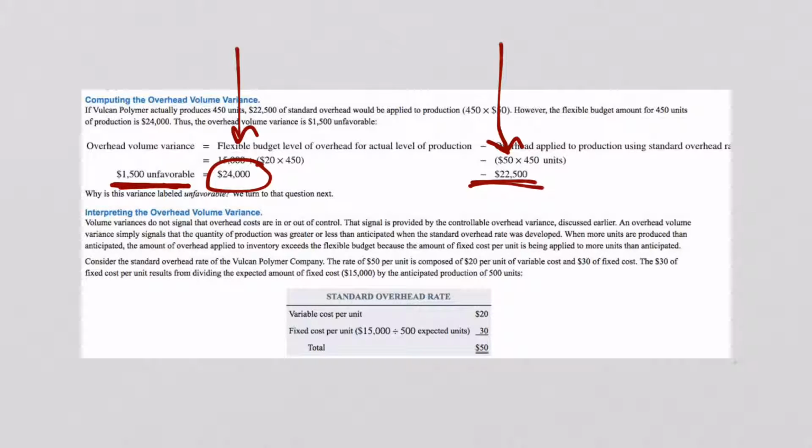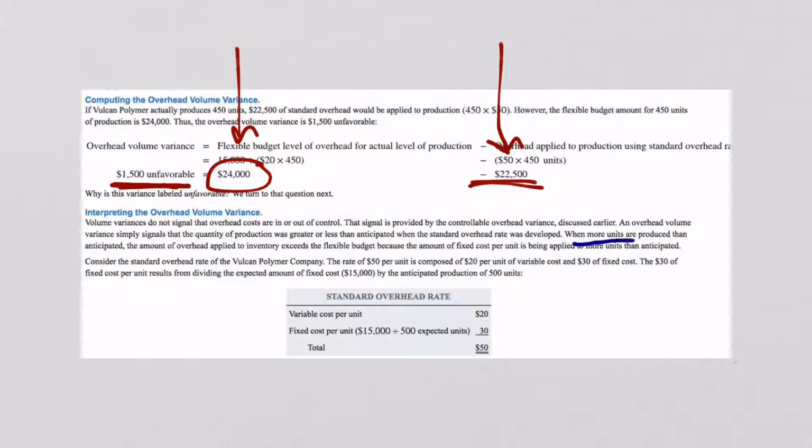Volume variance does not signal whether individual overhead costs are in or out of control. You see that there. The signal is provided by the controllable overhead variance discussed earlier. Okay, that's great, so throw this away. Well, we can't throw it away yet. An overhead volume variance, reading over here, simply signals that the quantity of production was greater or less. Okay. Tell me something already. All right, maybe I've got to erase something to see. All right, so let's see what else it says.